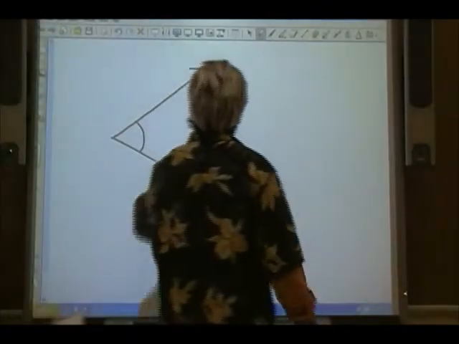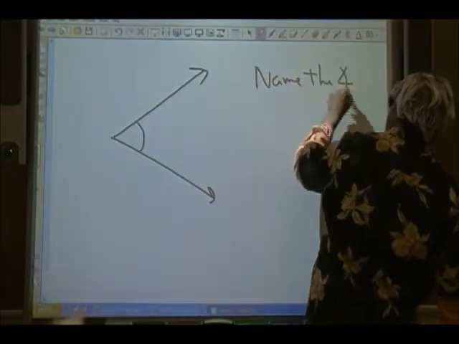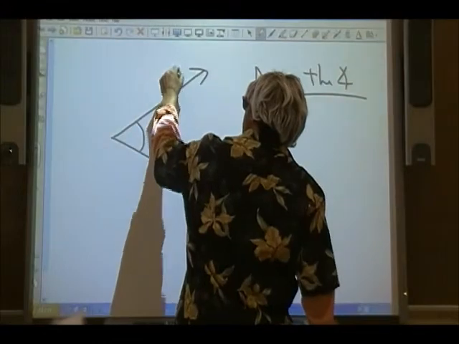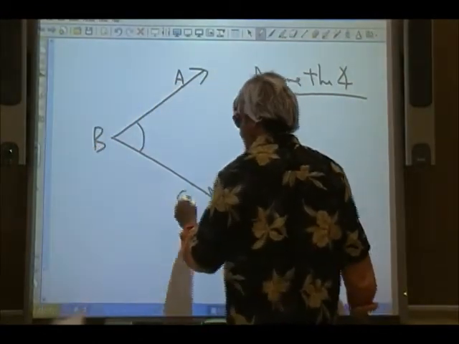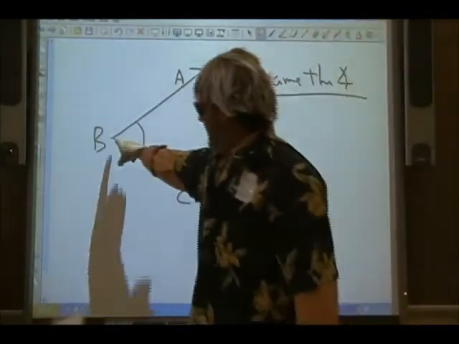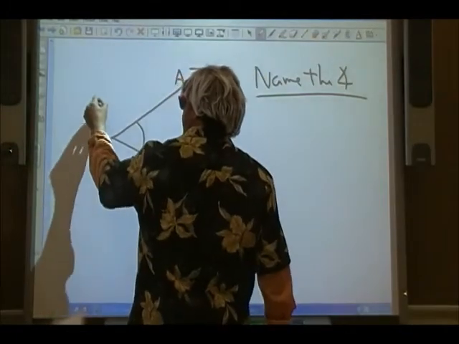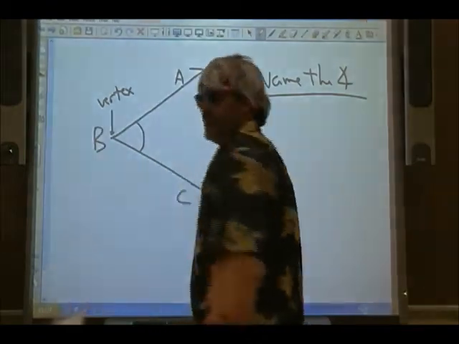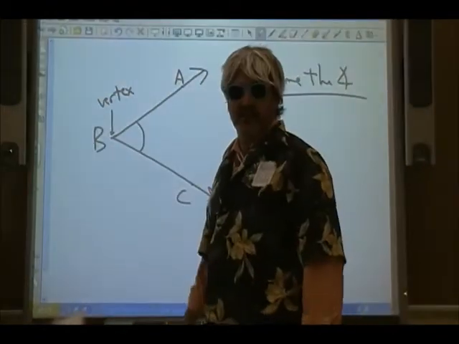So let's name this angle. Well, let's use three letters. I'll put a letter A here, a letter B there, and a letter C there. Where these rays meet, at this point here, is called the vertex. The vertex is where they meet. That's where they say hello.